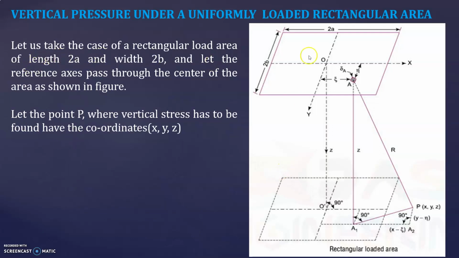Let us take the case of a rectangular loaded area of length 2a and width 2b. This is length 2a and width 2b, and let the reference axes x and y pass through the center of the area as shown in the figure. This is the center, so this is the x axis passing through the center, and this is the y axis. Let the point P be where the vertical stress has to be found, with coordinates x, y, z.